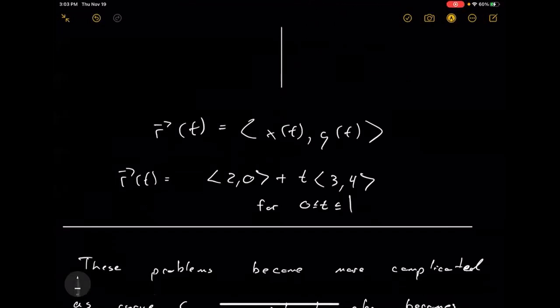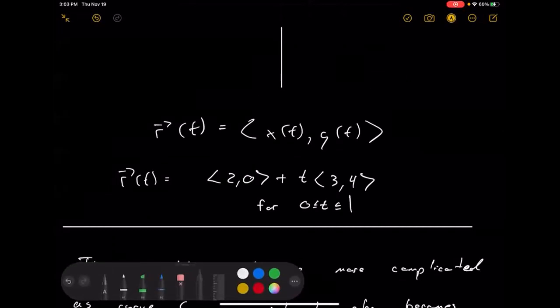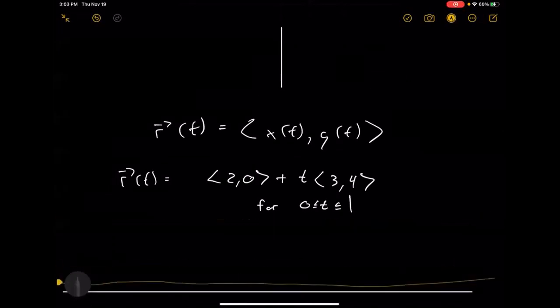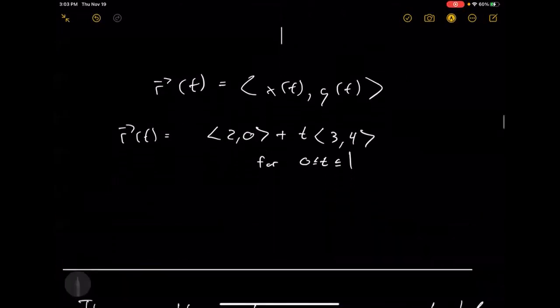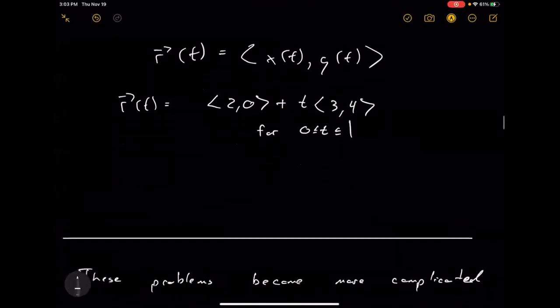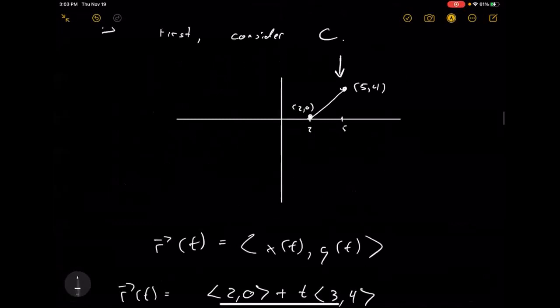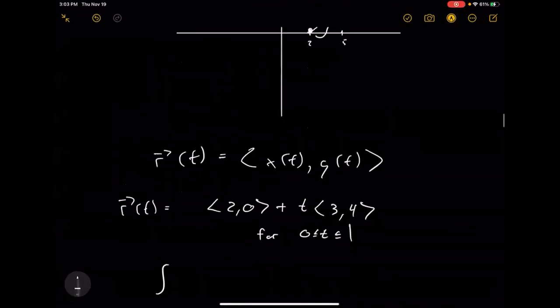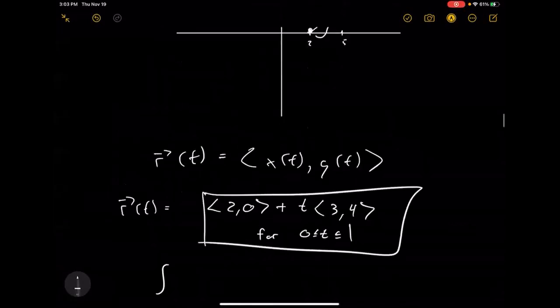For t between 0 and 1. Okay, so that's my parametric description of my curve, my line segment. So what does that tell me? First, I'm integrating along this curve, and I figured out this is my parametric description of the curve.